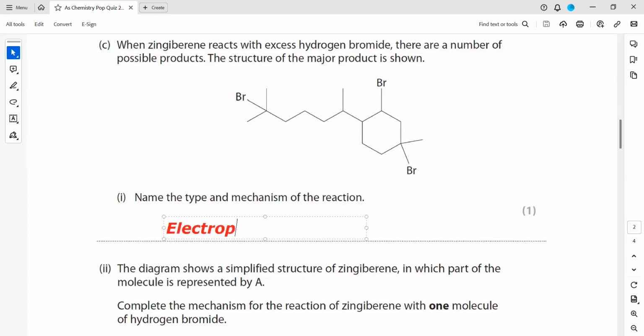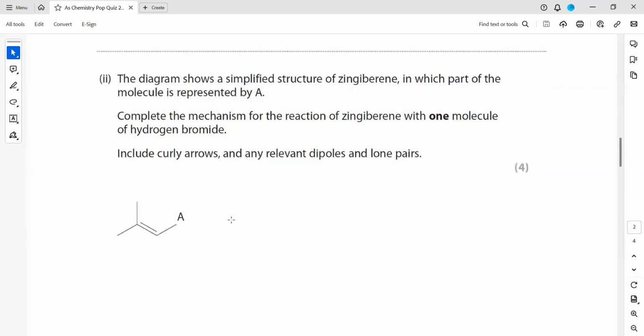Electrophilic, and the mechanism is addition. So alkenes undergo electrophilic addition, whereas alkanes undergo free radical substitution reaction.